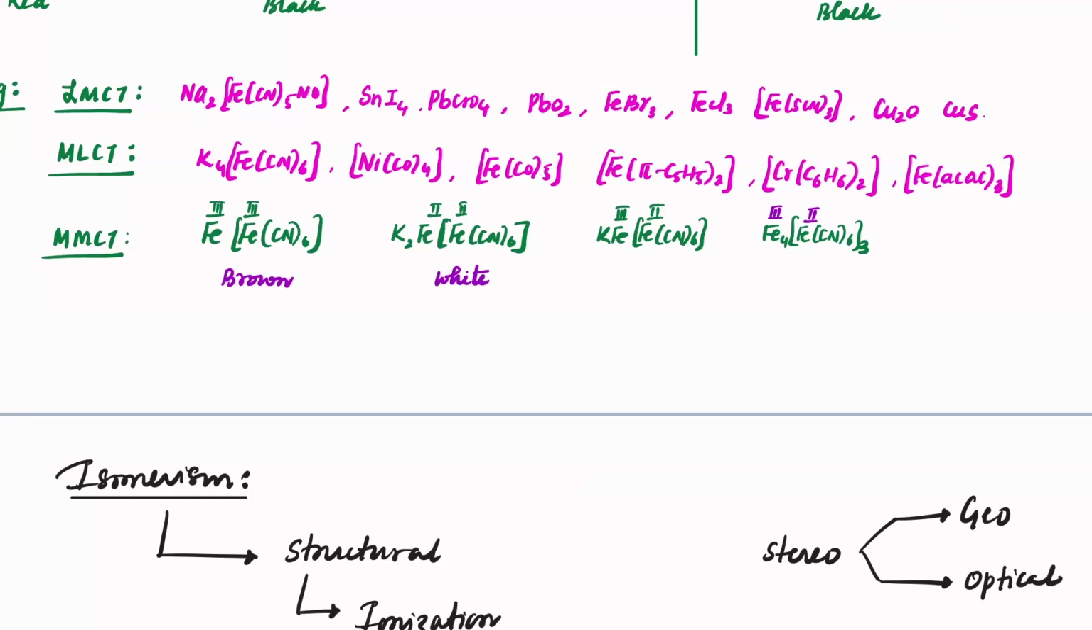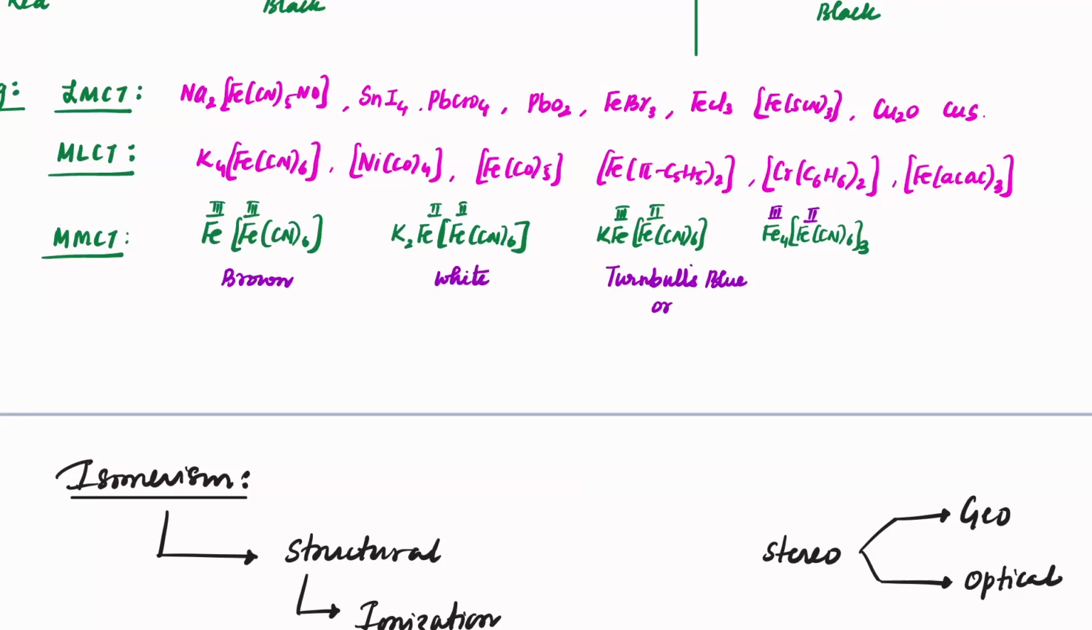Next, if it is plus 3 plus 2 or plus 2 plus 3, either way, inside, outside, anything. In that case, the color, the first case, when you have Fe cyanide, this one is called Turnbull's blue. In fact, this is also called Prussian blue.